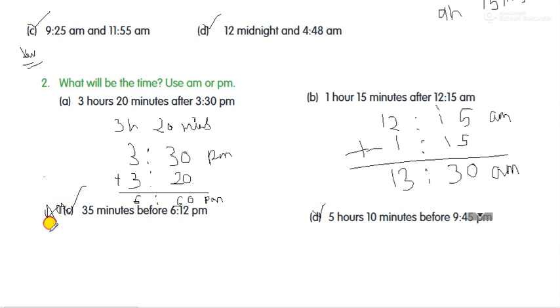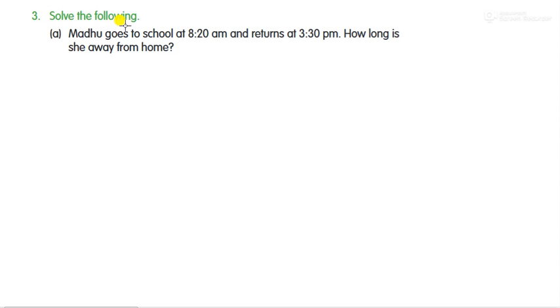So it is before. Before means we have to subtract here. Here 6:12 PM minus 35 minutes. So here also 9:45 PM, so before 5 hours 10 minutes. So we have to subtract from the 9:45 minus 5 hours 10 minutes. So third one, solve the following.